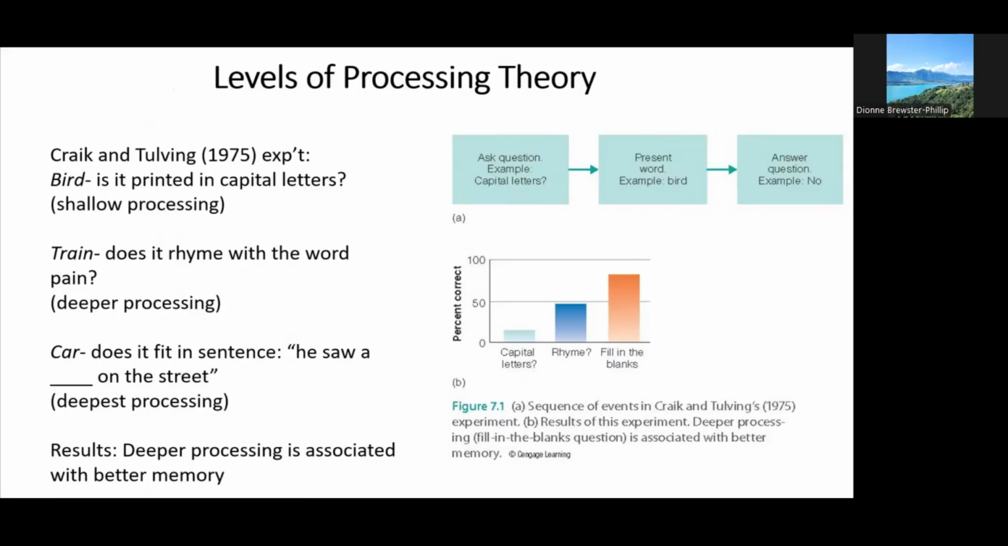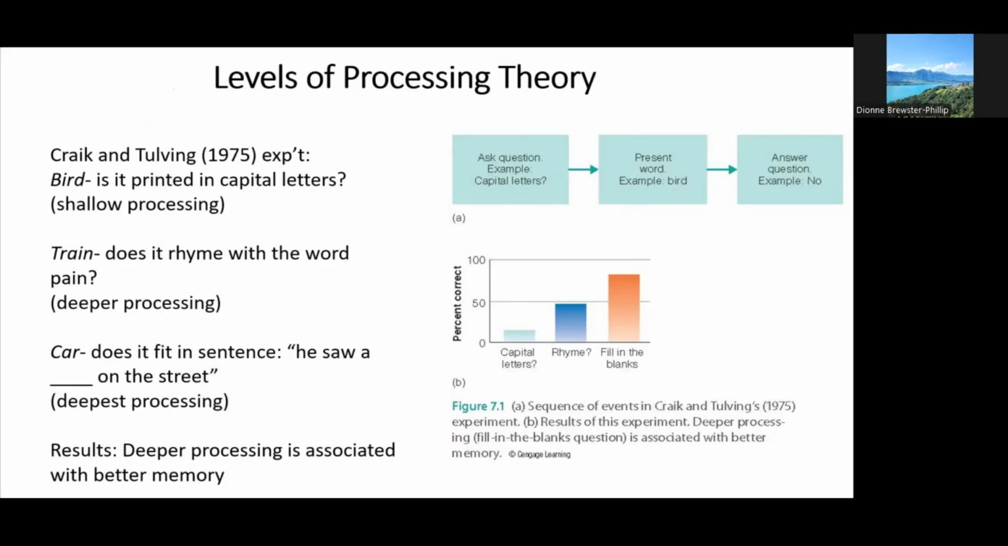The second question was about rhyming. For example, participants would have seen the word train and were asked if it rhymes with the word pain. And the third question was a fill in the blank question. So participants would see the word car and be asked if it fits in the sentence, he saw a dash car on the street, right?